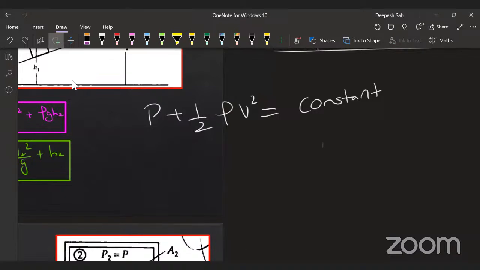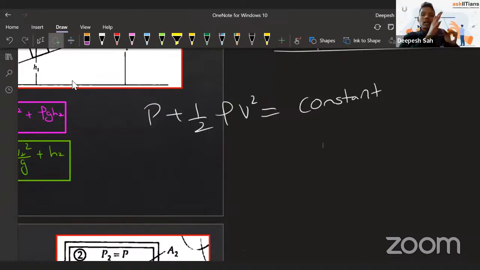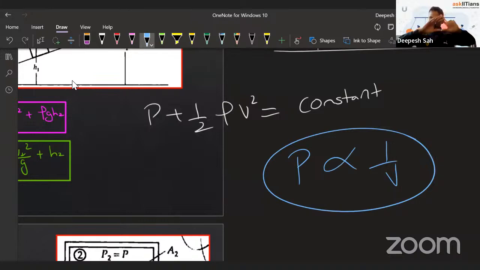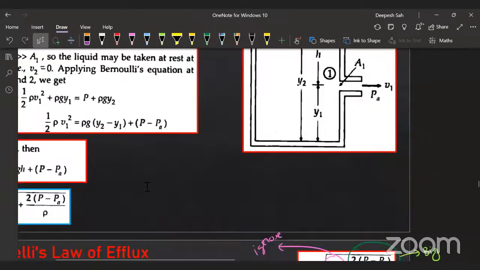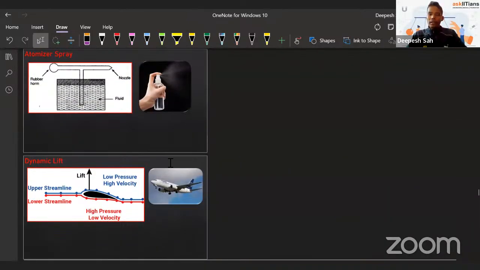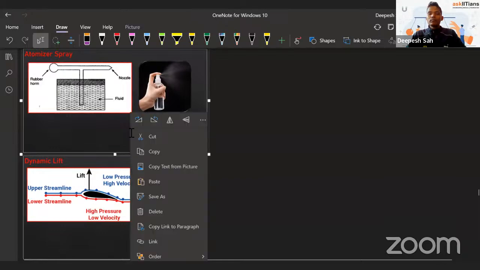So I can say that pressure and velocity are inversely proportional. From this, I just want to say that pressure and velocity are inversely proportional. Basically, in the regions where pressure is high, velocity will be low, and in the region where pressure is low, velocity will be high. Are you getting my point? Yes, sir. Why am I saying it? Because I will use the same situation for a lot of different areas.